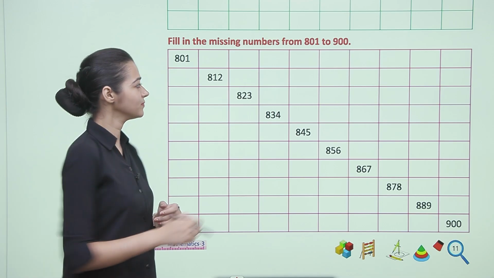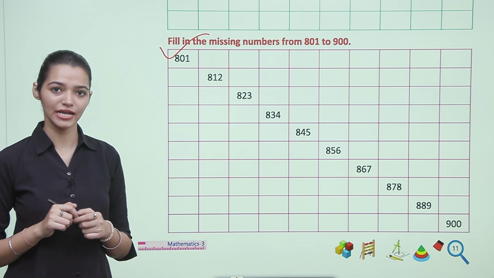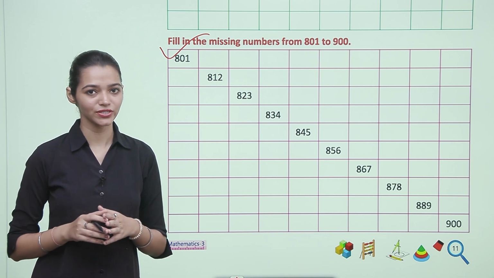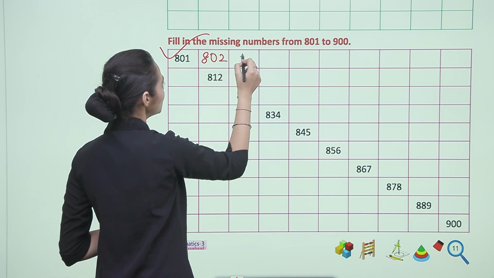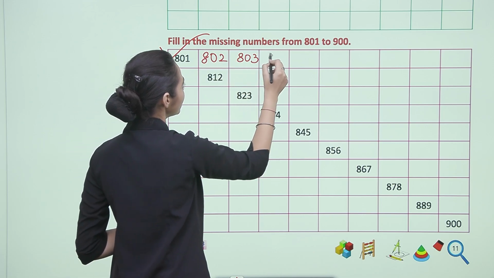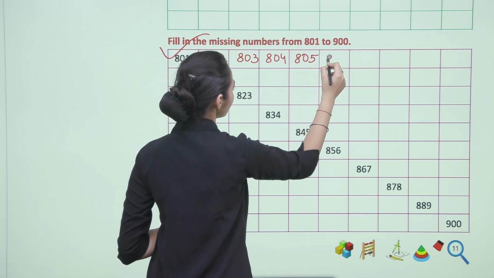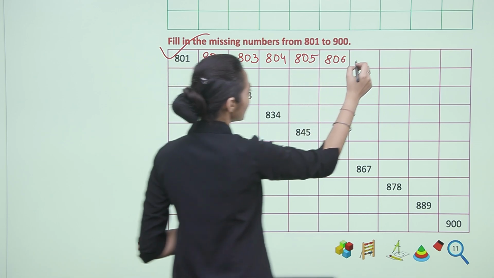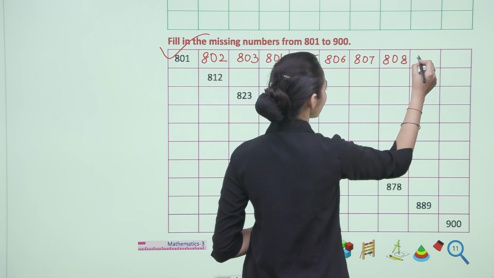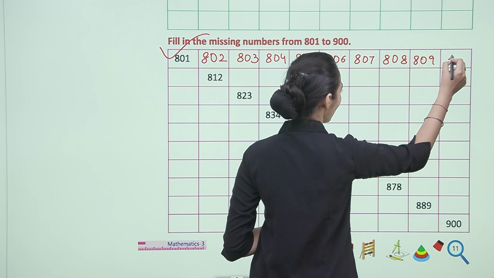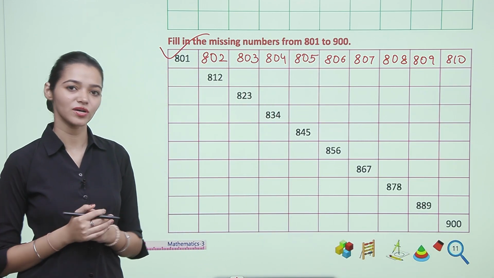Let's look at the next one. We have to fill in the missing numbers from 801 to 900. Now let's start with 801. After that, 802, 803, 804, 805, 806, 807, 808, 809 and 810. That's how we have to complete it.